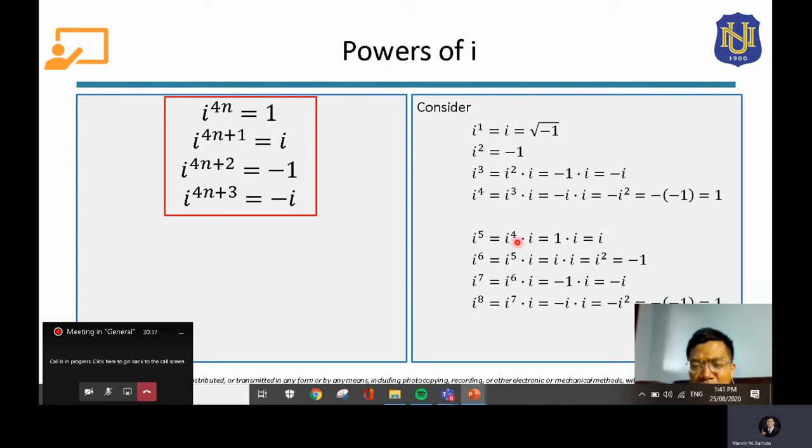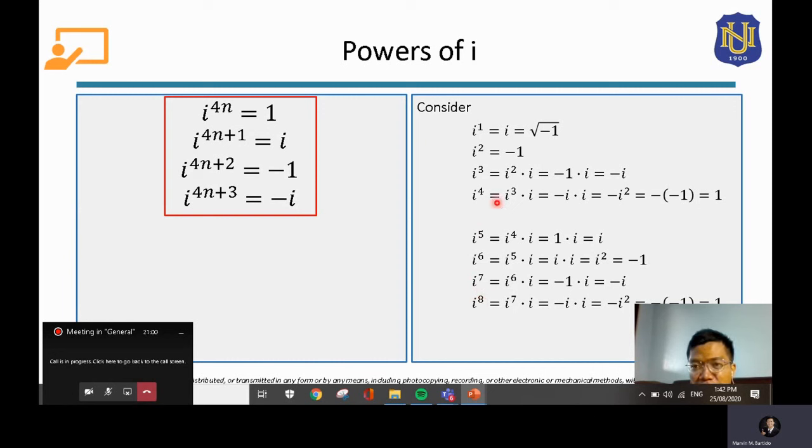So here, if we are going to continue this further, what if we are going to solve for i raised to 2005? Let's say that's the power. If we continue this on, it will be difficult, and it will be a long solution.